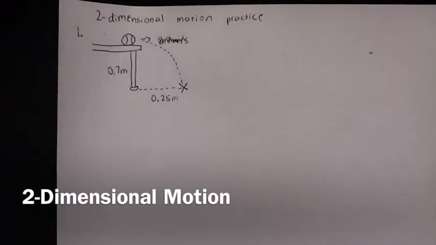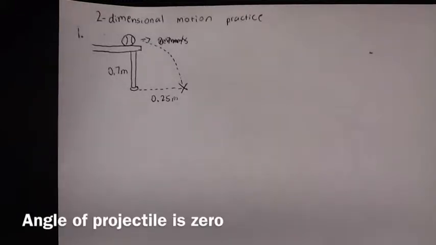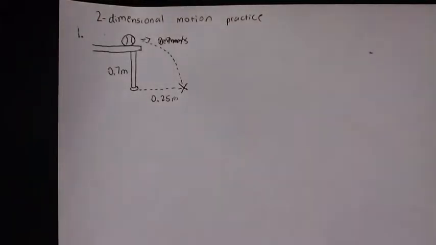This is a video to go over two-dimensional motion, and we're working on a practice problem where you have a baseball rolling off of a table that is 0.7 meters off the ground, and it hits the ground 0.25 meters away. How fast is the ball initially going?